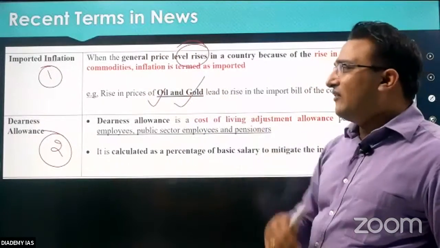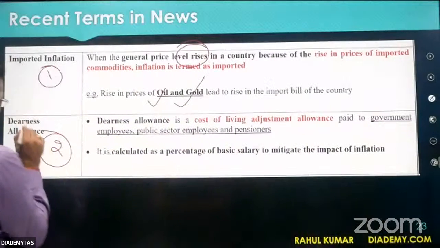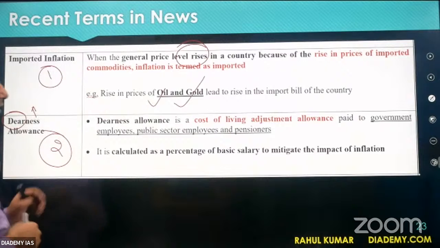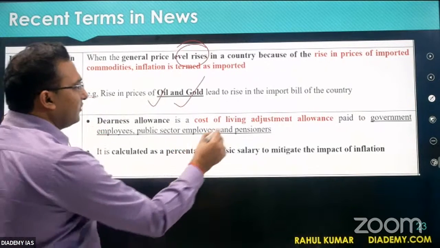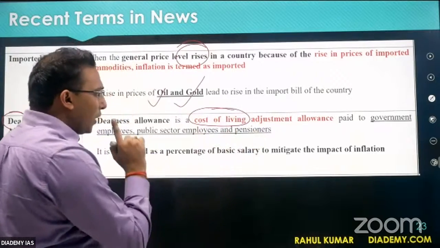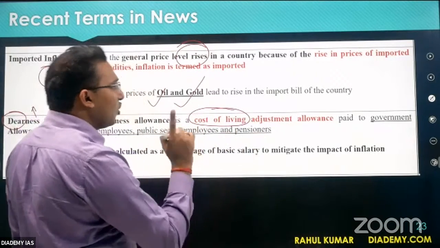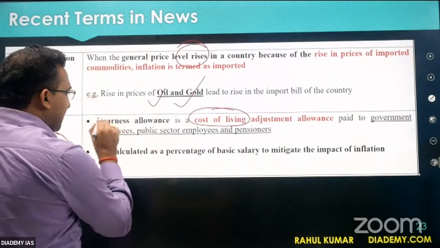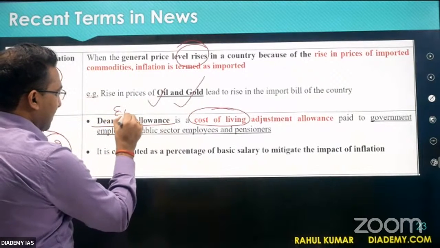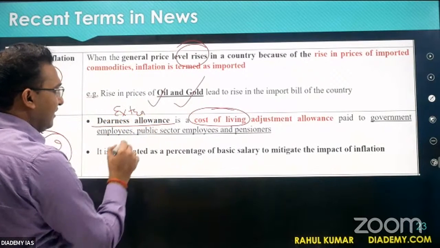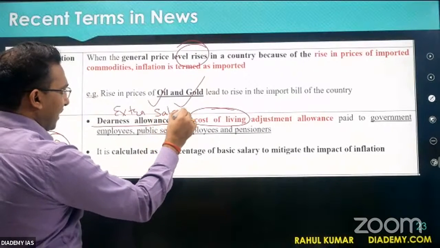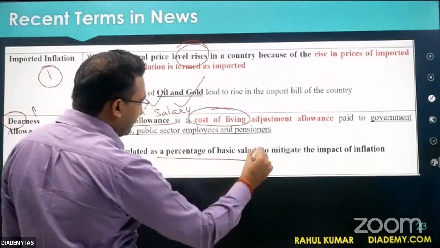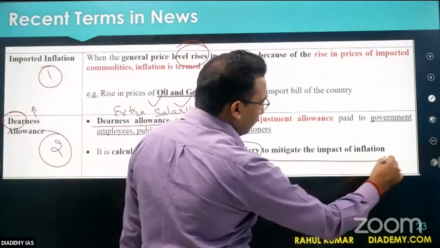Then what is DA allowance? Here DA basically means dearness allowance, which is an increase, right? So because of inflation, the cost of living of the government employees can increase. So to support the government employees in managing this increased cost, this allowance is given as extra salary. Okay, this is given in addition to the salary. This is kind of extra salary which is given to the government employee. So it is calculated as a percentage of the basic salary to mitigate the impact of inflation, right?